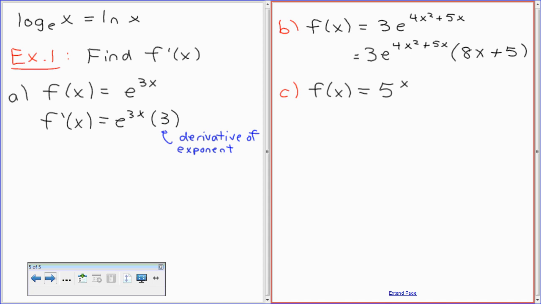Look at the last page. Look at your notes. What's the derivative of b to the x? No, that's e to the x, it's like that. What's b to the x going to be? Go ahead. Ln b? Yeah, ln b. So f prime of x.